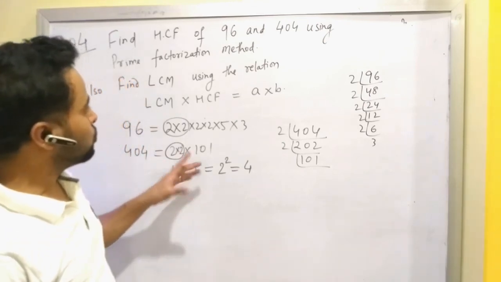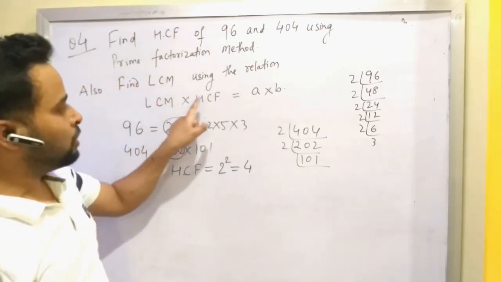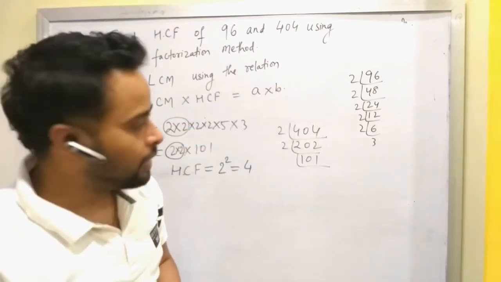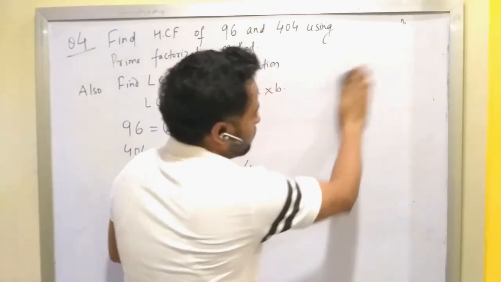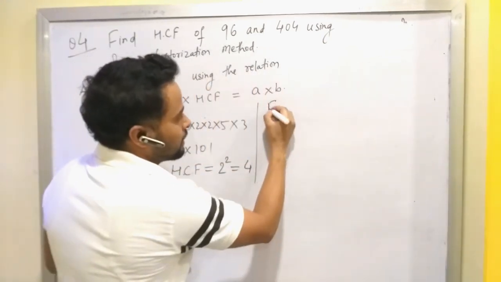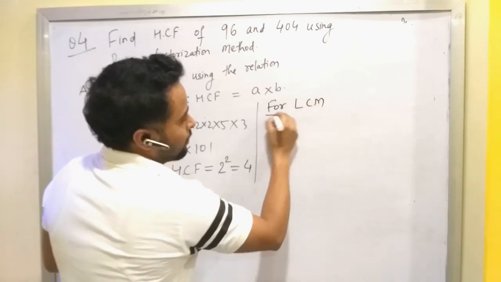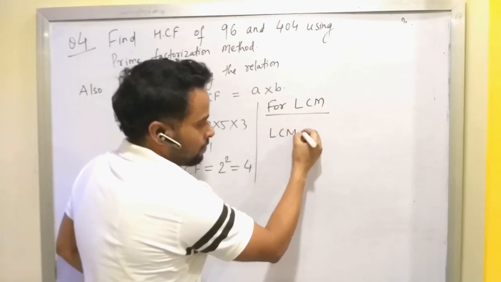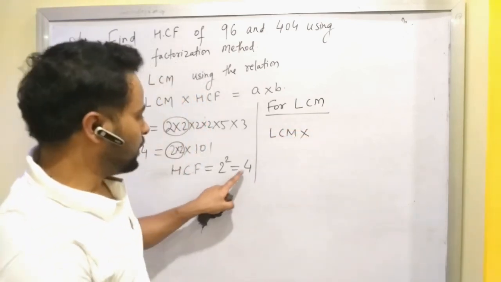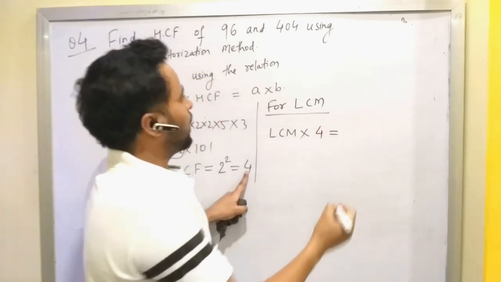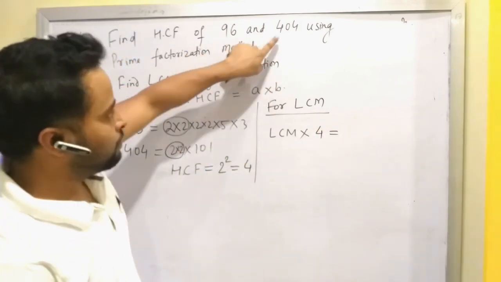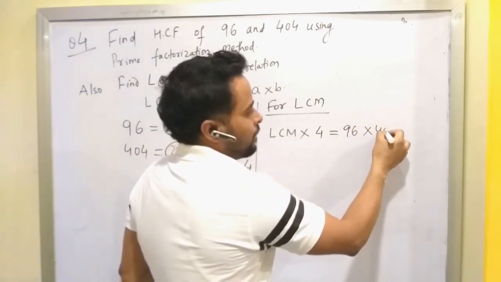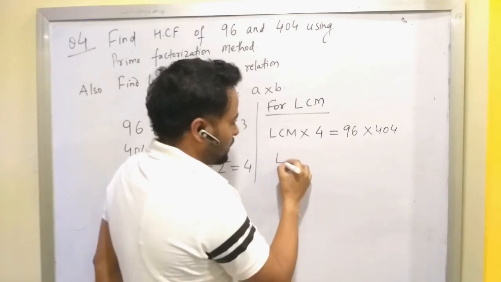But we are not supposed to do it this way. We have been asked LCM into HCF equals to A into B. So that also is very much possible, easy. How to solve? See, for LCM we can write LCM into HCF. So LCM into HCF is 4, and your A is 96, B is 404. So what is the LCM?